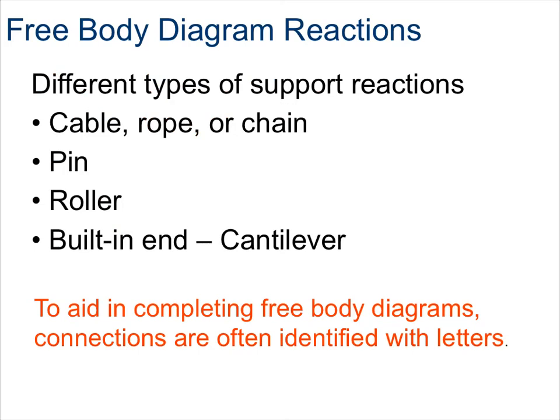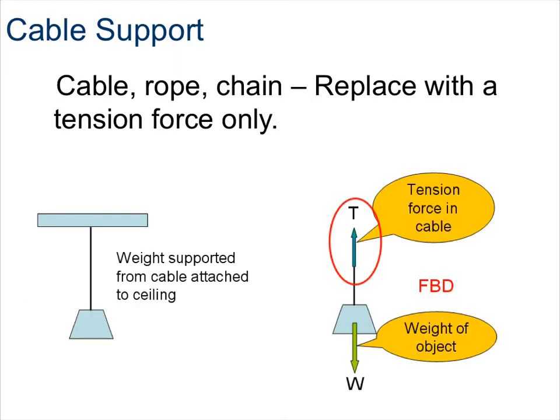As we continue to look at more complex free body diagrams, keep in mind that there are also different types of support reactions that we could use. There could be a cable, rope, or chain, a pin support, a roller support, or even a built-in cantilever. Regardless of the type of support reactions, to aid in completing your free body diagrams, connections are often identified with letters. Anytime we use a cable, rope, or chain, we're going to replace that with a tension force only.